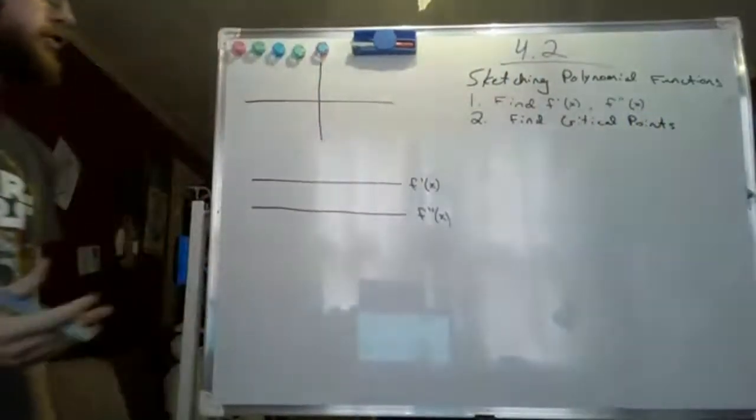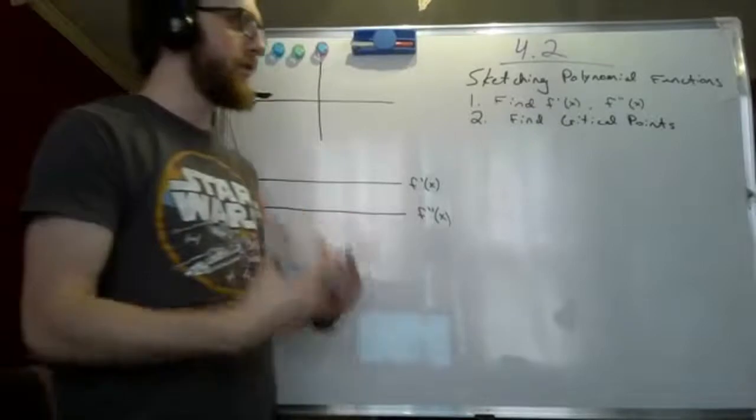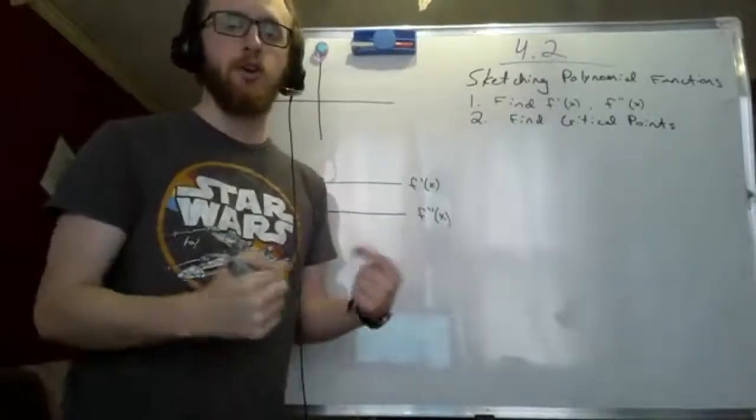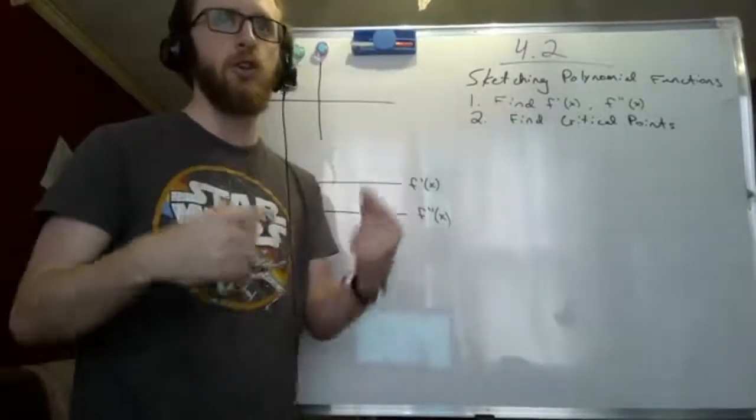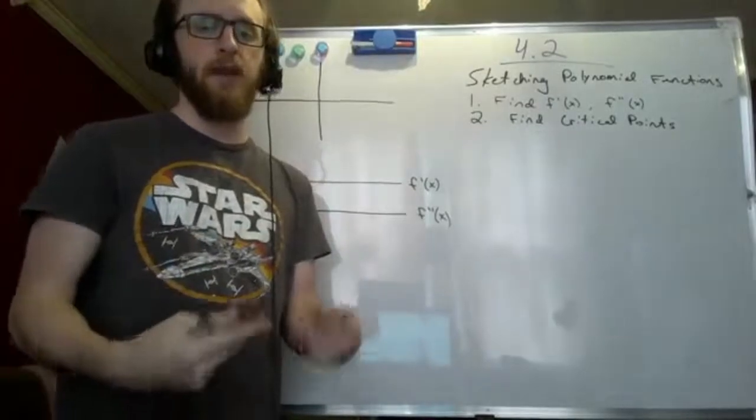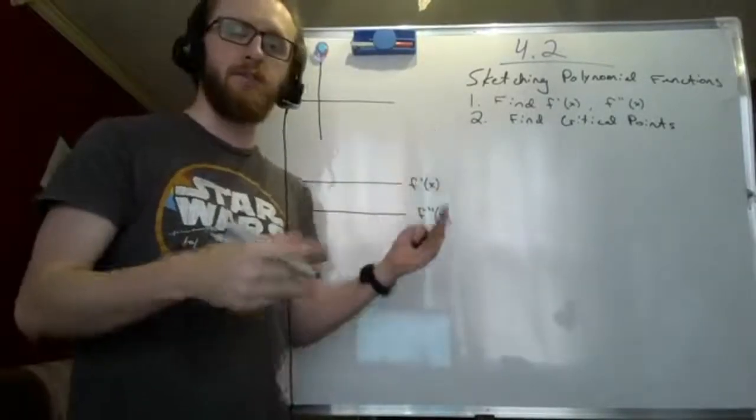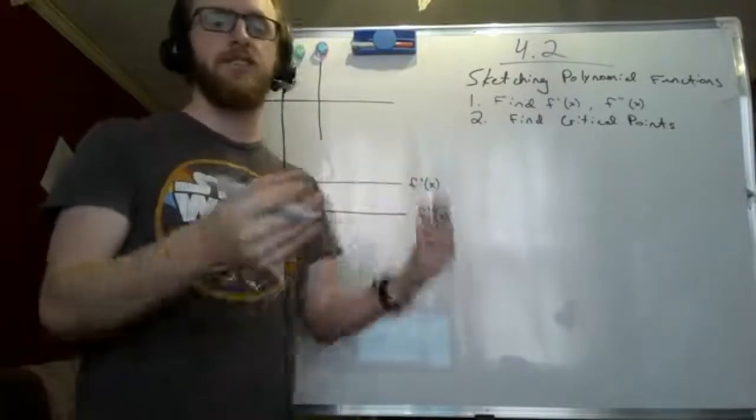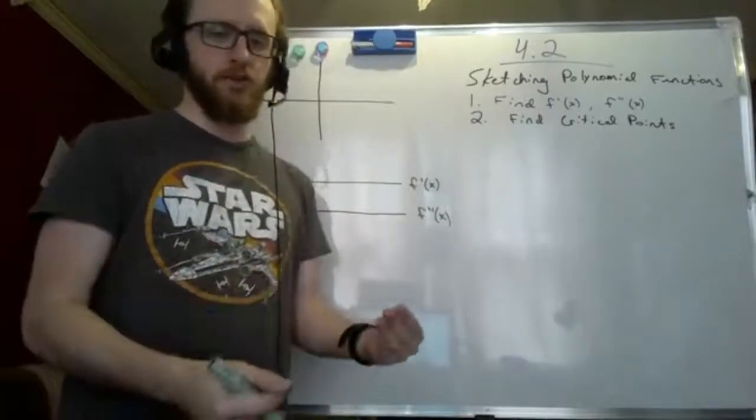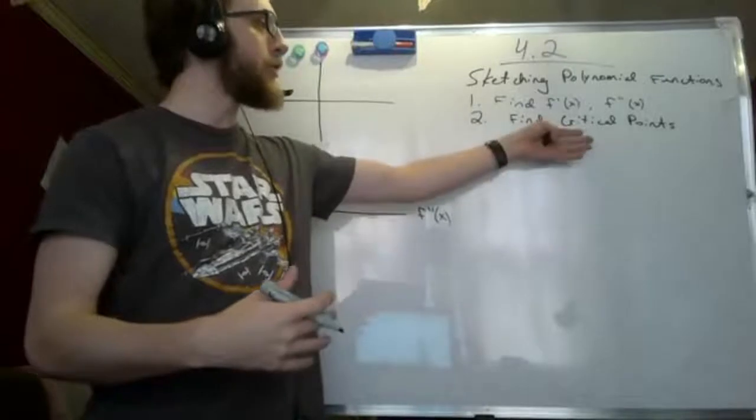And remember that critical points are where the first derivative equals 0. They are also potential local extrema. And recall that a local max or a local min is where the first derivative changes from increasing to decreasing or vice versa. So first step, find your critical points.